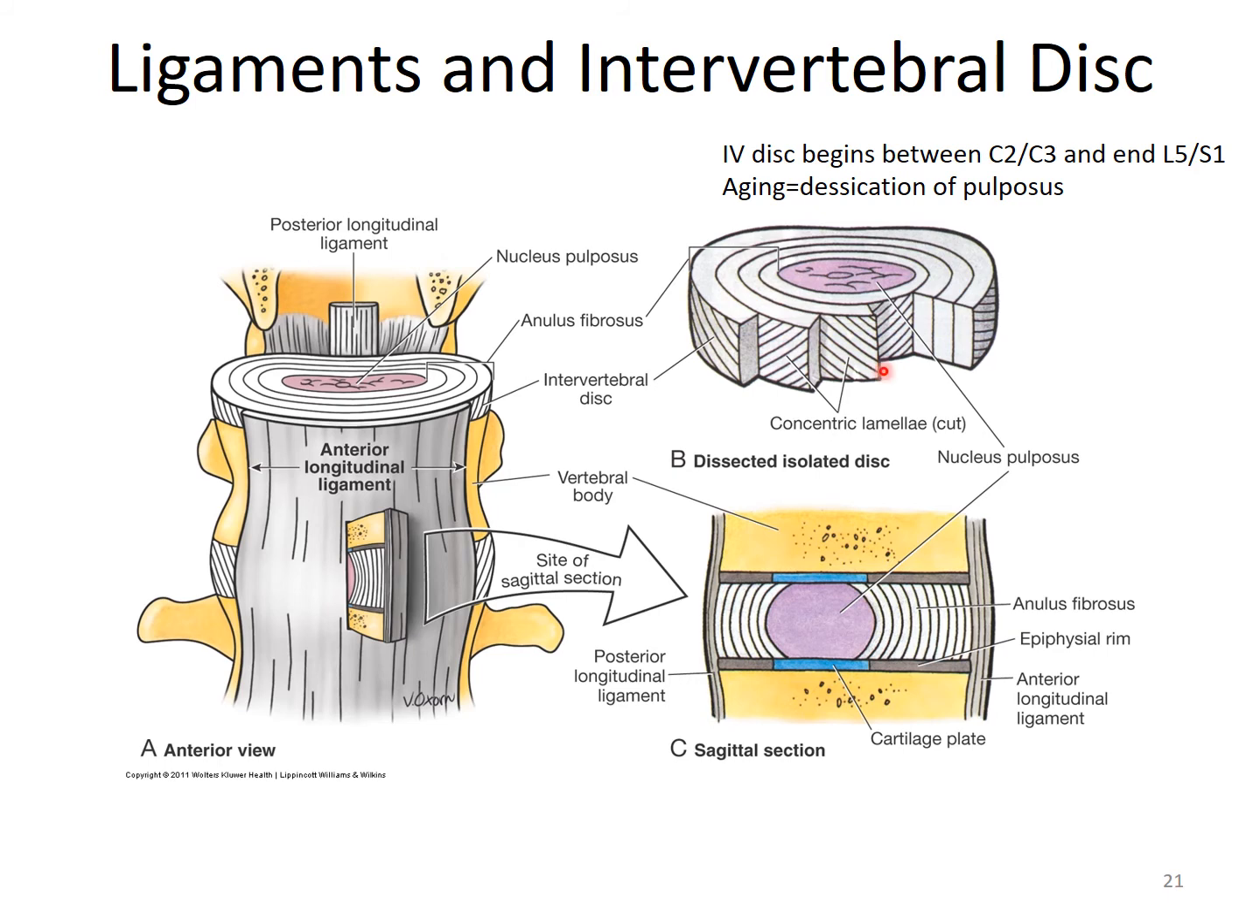The IV discs actually consist of 2 different parts. One is called the annulus fibrosus. Annulus means ring. So it's a fibrous outer portion. And on the inside, you have something called the nucleus pulposus. Okay, the nucleus pulposus is the central core. It contains a lot of water, elastin, and proteoglycans.